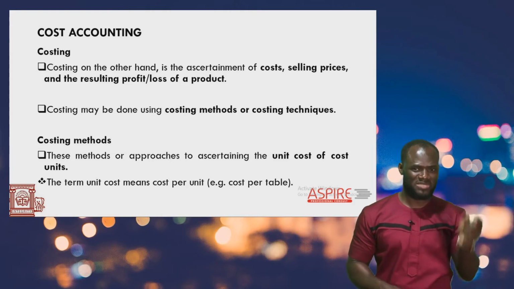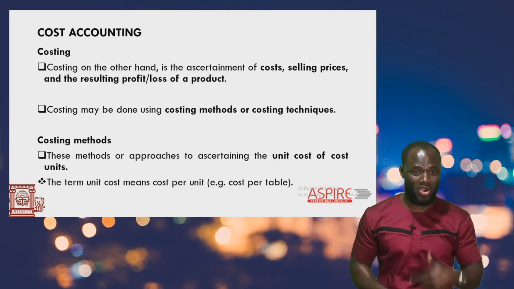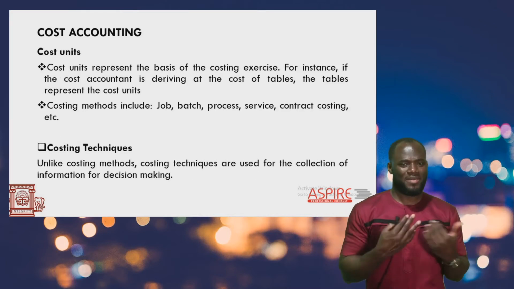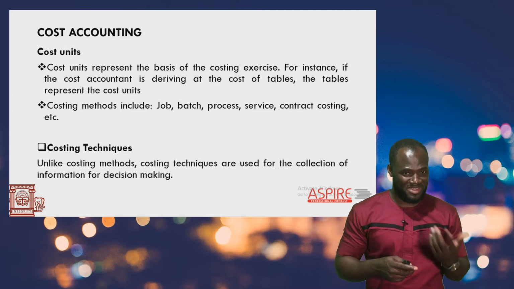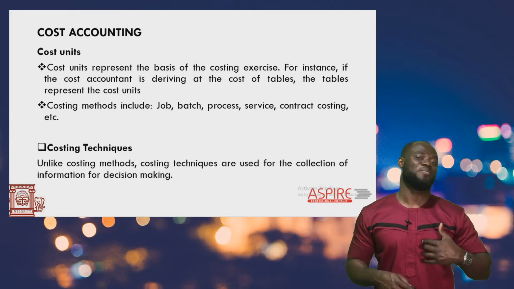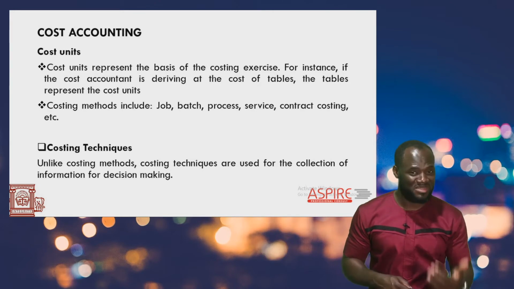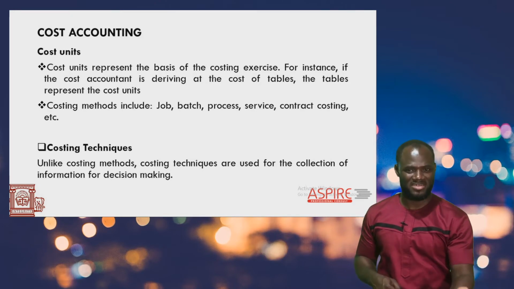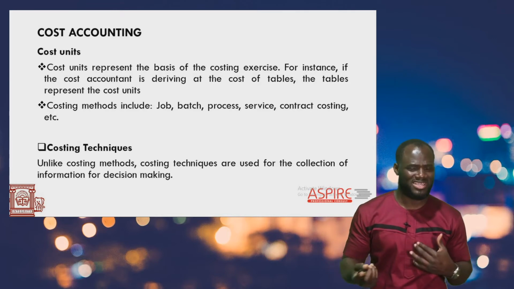Okay? So the cost per unit. Right. Now, in terms of the costing method, there are a number of costing methods we can adopt. Okay? So we can look at the case of job costing as a costing method, batch costing as a costing method, process costing, service costing, contract costing, and so forth.